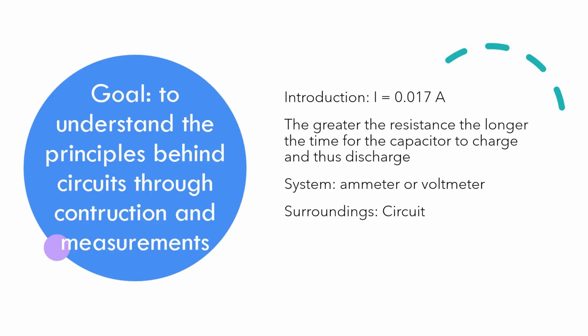Physics 2 Lab 4. Our goal for this lab was to understand the principles behind circuits through construction and measurements. For example, with the current, we found our current is 0.017 amperes. I found that the greater the resistance, the longer the time for the capacitor to charge and thus discharge.